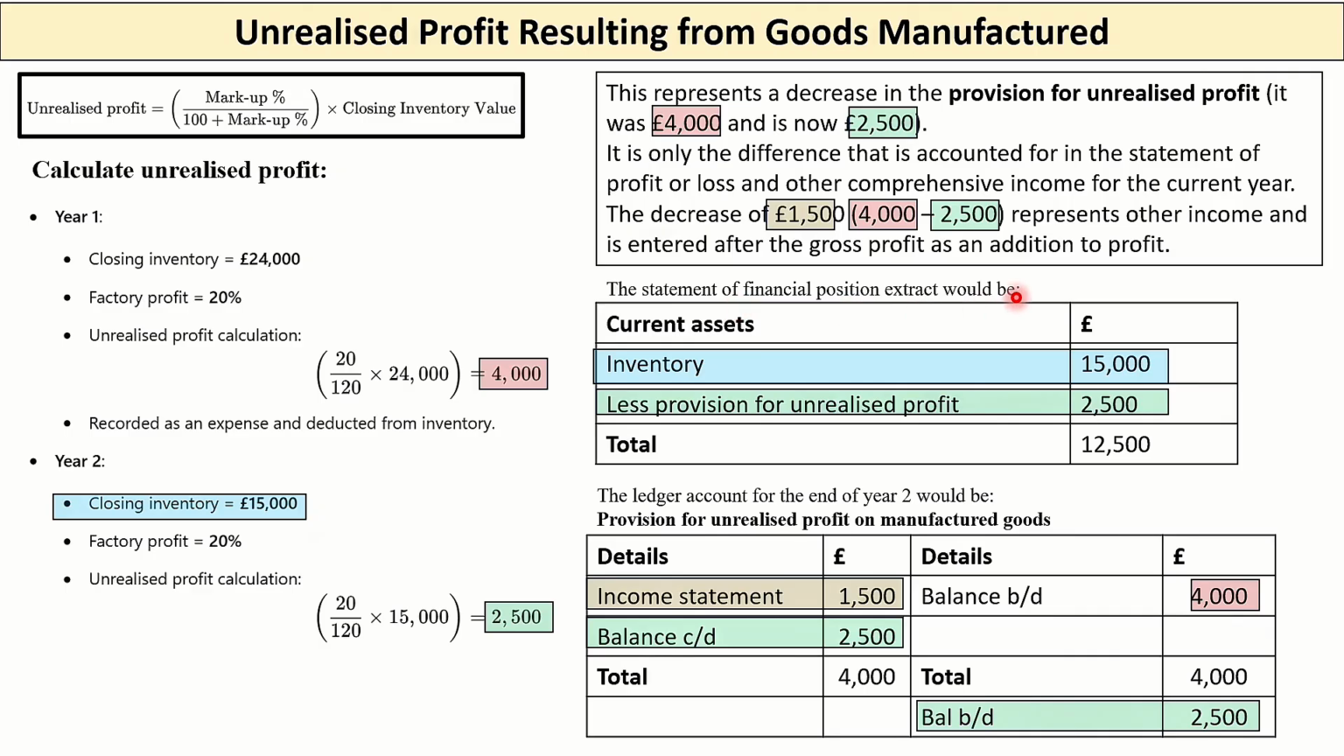How will this reflect in a statement of financial position? Under current assets, you write the inventories less provision for unrealized profit if there is a decrease. For the one that we calculated for year 2, this value of 2,500 should be adjusted for the current year statement of financial position, not the amount by how much it decreased. Only the closing figure for the current financial year will be reflecting in the SOFP.